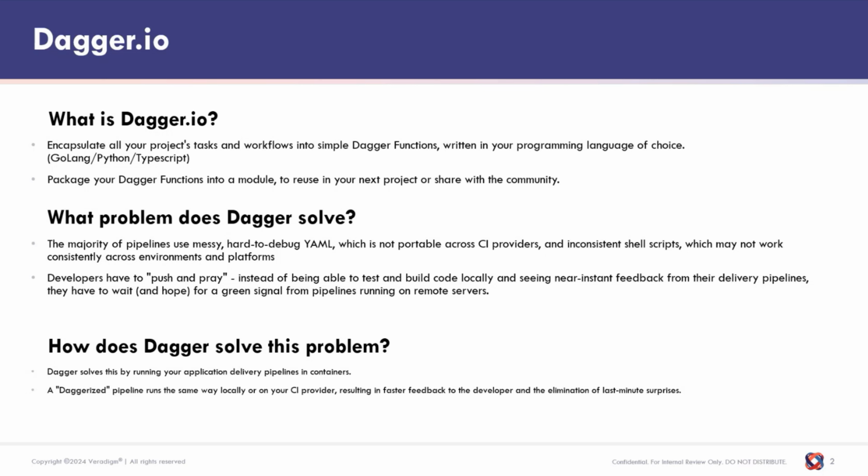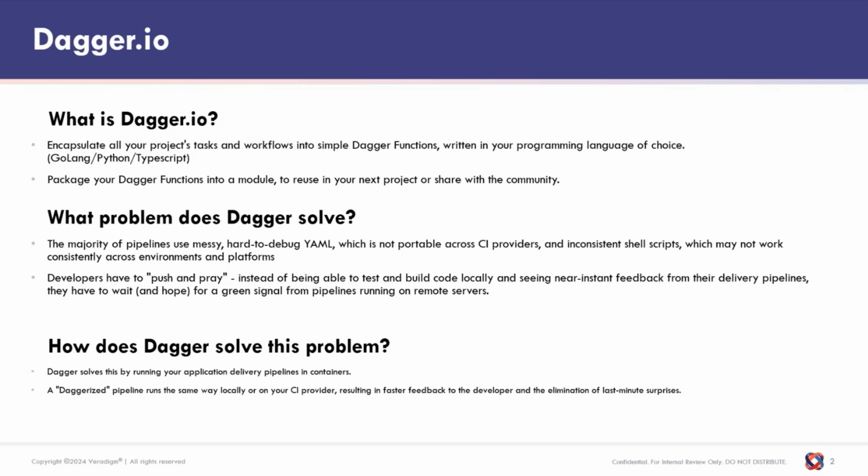And the next piece of that puzzle is, how does Dagger solve this problem, right? They solve it by running your application delivery pipelines in containers. And while this is nothing new, we've been able to run containers and Docker and things like that inside of pipelines for a while, the way that Dagger does this is definitely different than anything I've seen before. And so their last point is a Daggerized pipeline runs the same way locally or on your provider, resulting in faster feedback and elimination of, as they put it, last minute surprises.